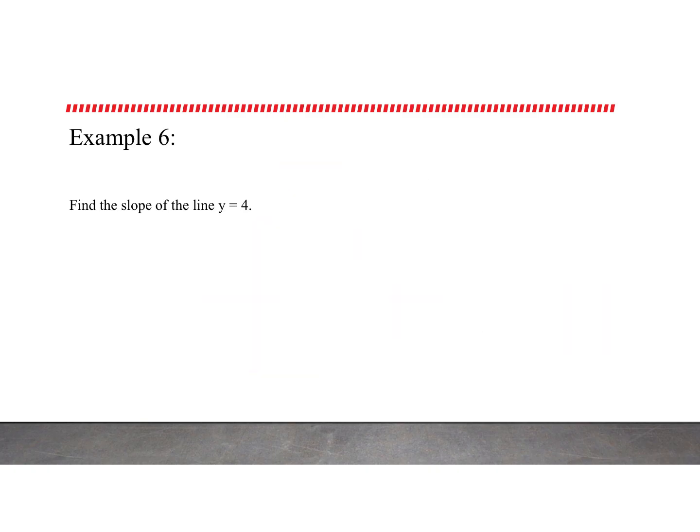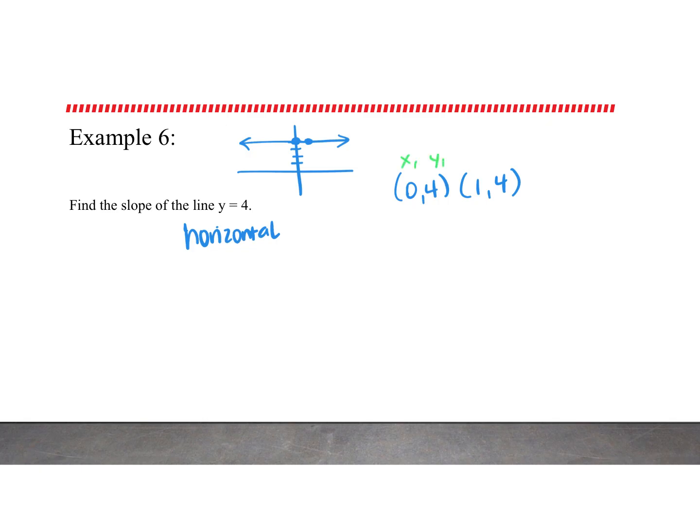Let's look at a horizontal line then. For example 6, we have find the slope of the line y equals 4. Again, if you think about where your graph is, we are crossing and cutting through where y equals 4. So this is a horizontal line. In order to use our slope formula, we need two ordered pairs. So we are going to use (0, 4), and let's do (1, 4), so the point right next to it. We can label them as x1, y1, x2, y2.